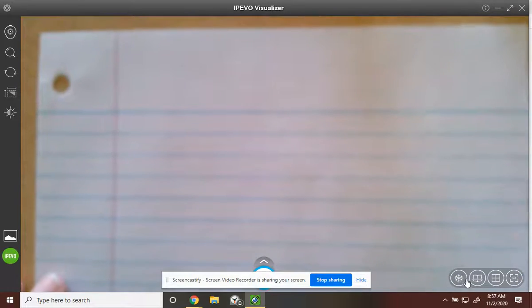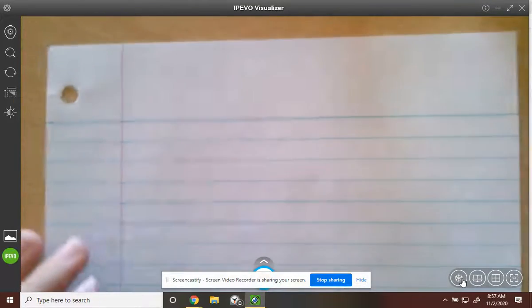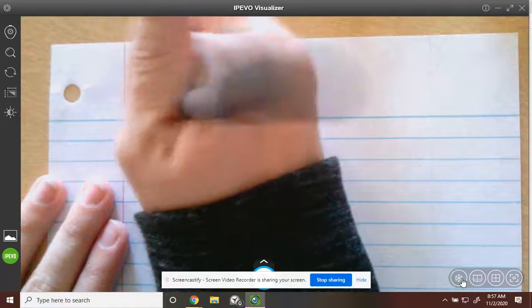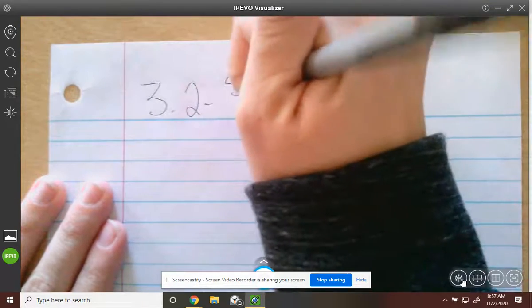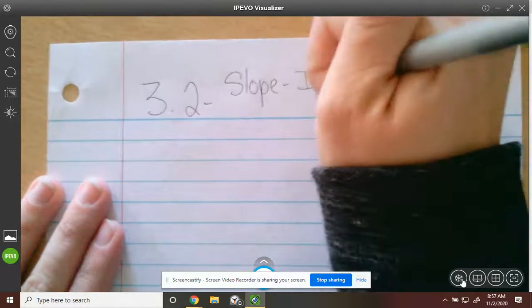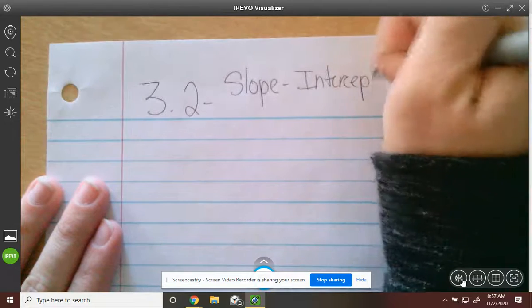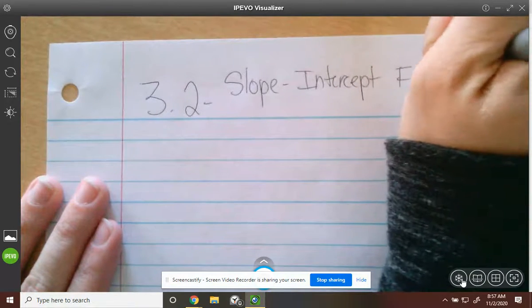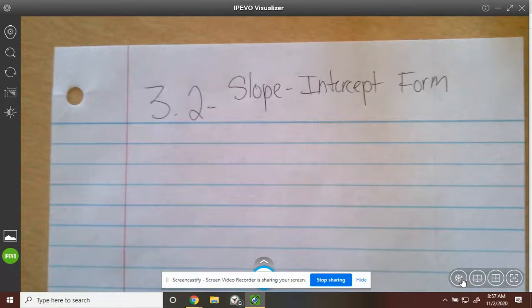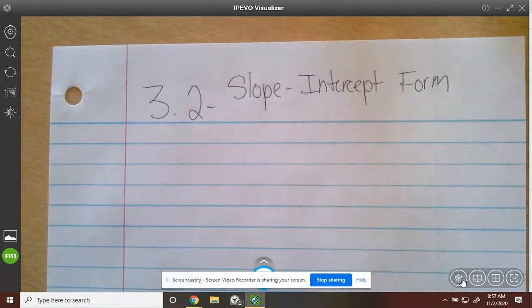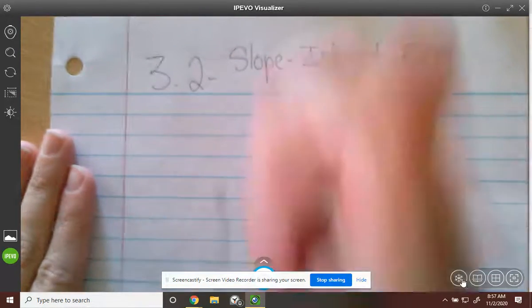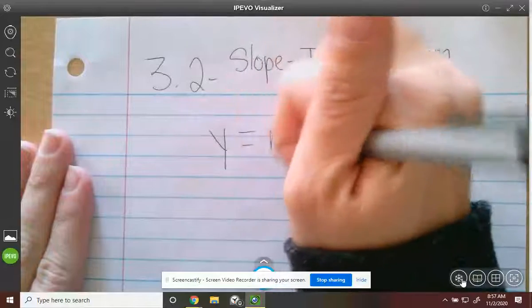All right, so we are finally starting section 2 of this chapter. So 3.2, it is about slope-intercept form. Okay, and we wrote slope-intercept form on the very first page of our notes in chapter 3. We're going to write it again right here.